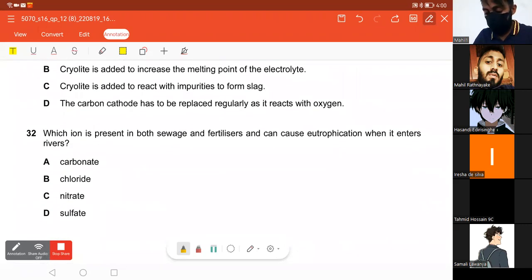Eutrophication. What are the ions affecting eutrophication? Phosphate and nitrate. Therefore, we can go to the answer C.